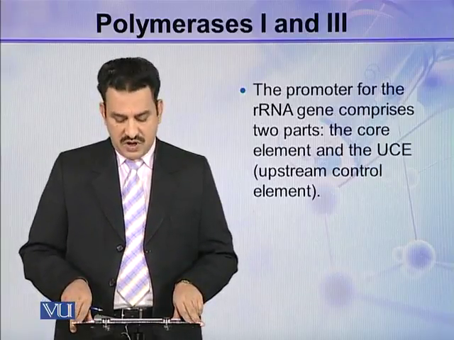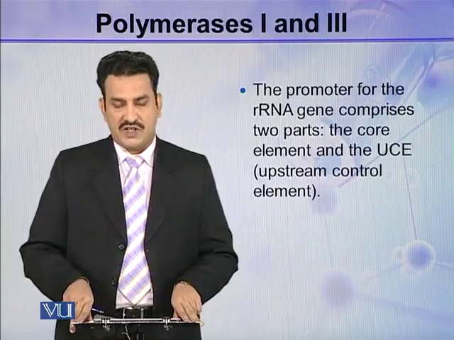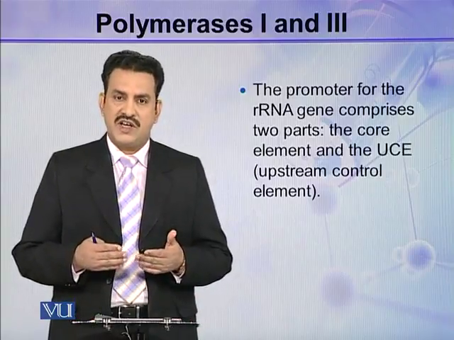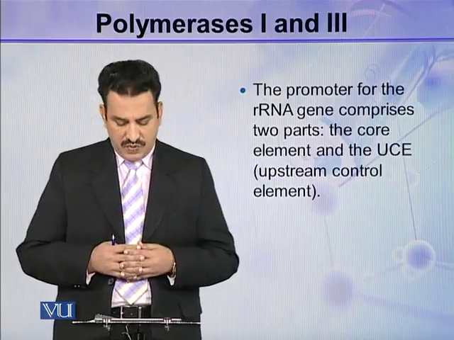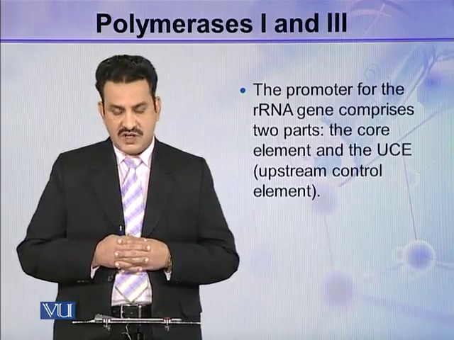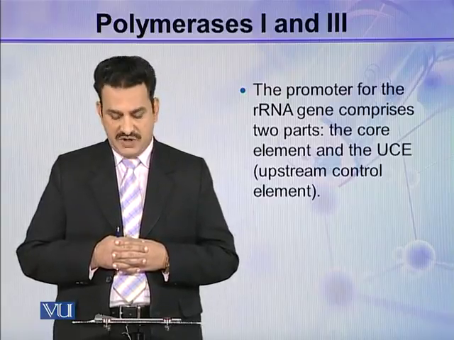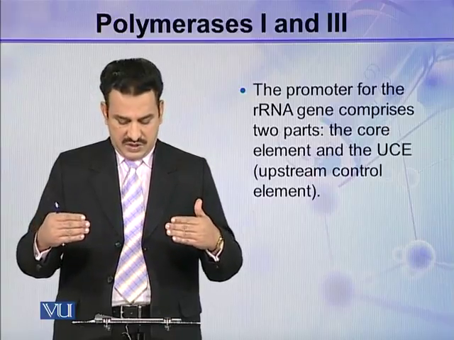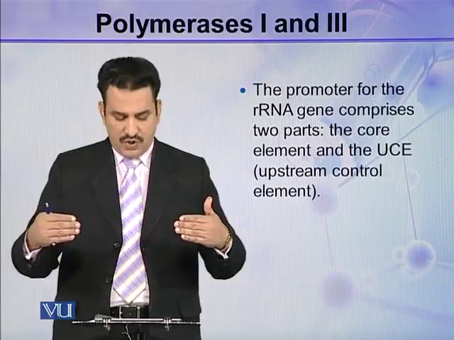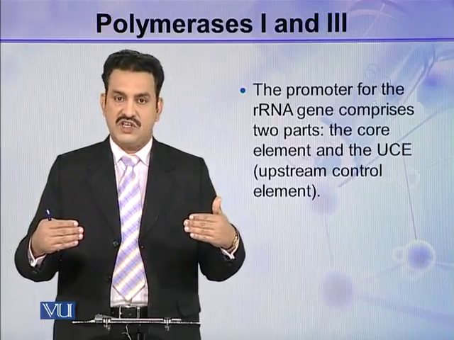The promoter for the rRNA gene comprises two parts. So it also has its specific promoter, and this promoter has two parts, the core element and the UCE, upstream control element. One is the core element, the other one is the UCE element.